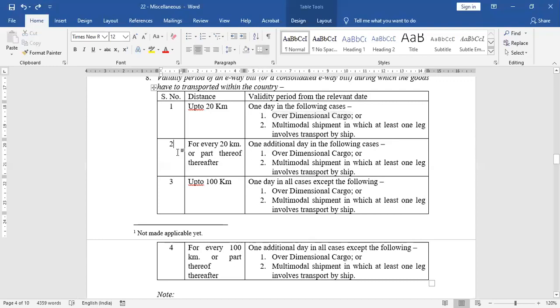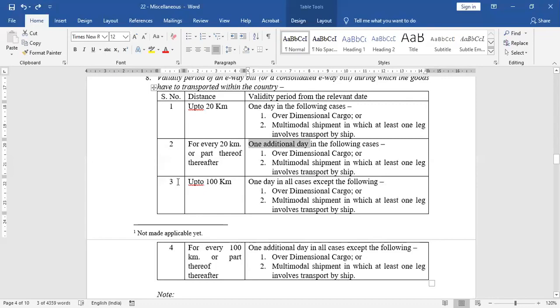And then for every 20 kilometers or part thereof, an additional day. This is the validity period. This validity period makes sure that goods are moved fast so that trucks do not remain idle at any point of time, the drivers do not waste their time on the road, and the goods are supplied without wastage of time.